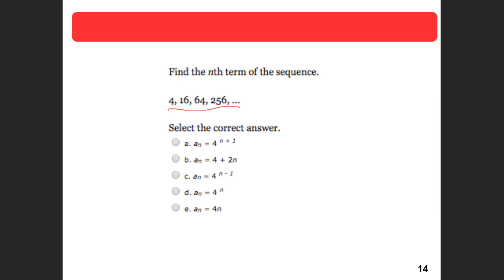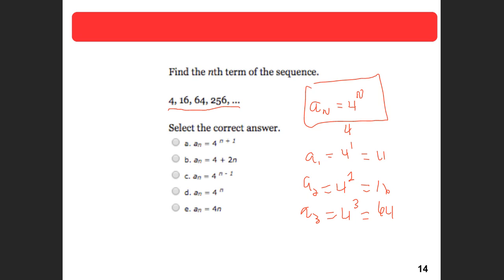So for example, this one here, it's always going up by 4. 4 times 4 is 16. 16 times 4 is 64. 64 times 4 is 256. So it's always going up by 4. So a sub n is going to be something like 4 to the nth power. If I put 1 in here, a sub 1 is equal to 4 to the first, which is 4. If I put 2 in there, a sub 2 is 4 to the second, which is 16. a sub 3 would be 4 to the third, which is 64. Well, that looks like it works.